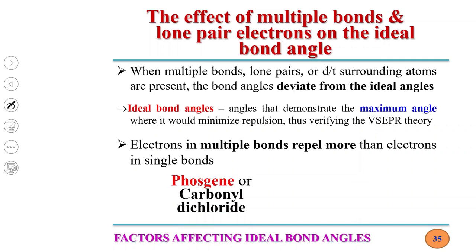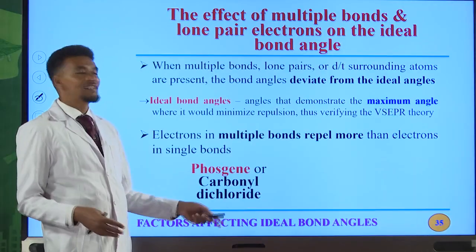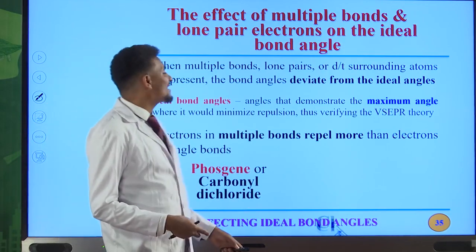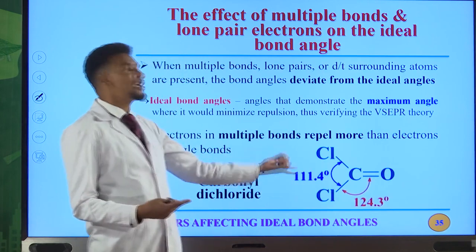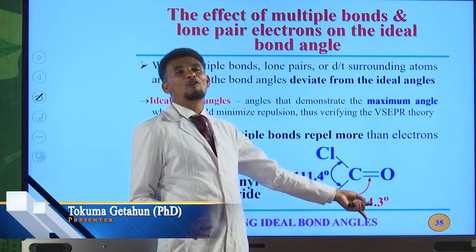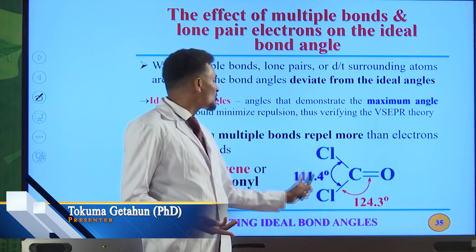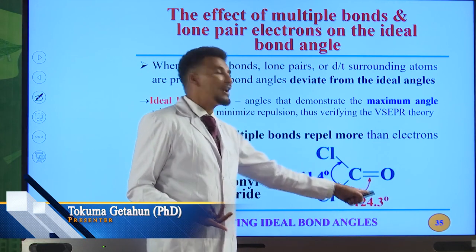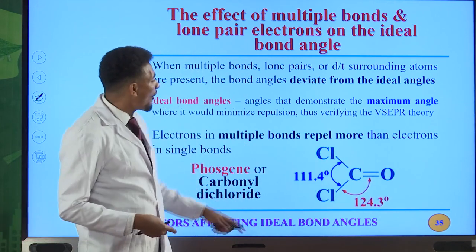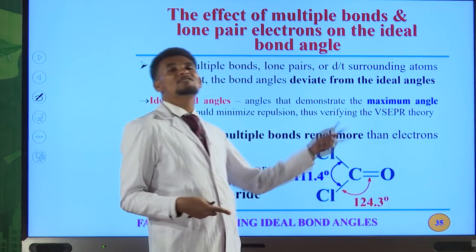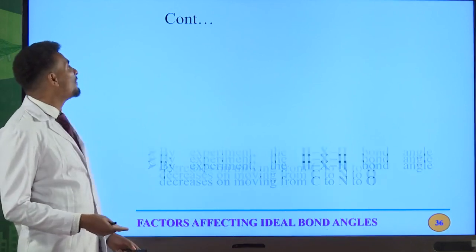Electrons in multiple bonds repel more than the electrons in a single bond. Let us see one example, phosgene or carbonyl dichloride. So this is the structure for phosgene. We have a carbon to oxygen double bond. This bond angle is 124.3, this bond angle is 111.4 degrees, and this bond angle is also 124.3. Therefore, because of the presence of the double bond, the ideal bond angle is affected. So this is one factor.